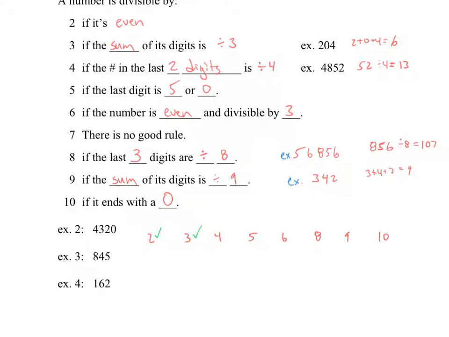The 4 rule. If the last two digits are divisible by 4. The last 2 digits are 20. Does 4 fit into 20 evenly? Yes. 5 rule is an easy one. It has to end in a 0 or 5. It ends in a 0. 6. What I look at is does the 2 rule work and the 3 rule work? Yes, yes, then 6 is good.